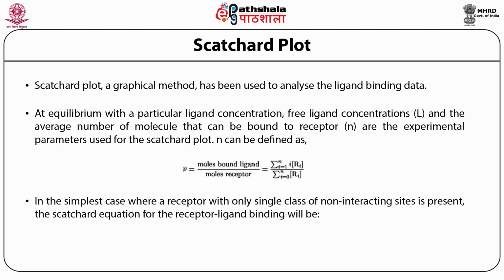So in the simplest case, where a receptor with only one single class of non-interacting sites is present, the Scatchard equation for the receptor-ligand binding will be V/L = NKa + VKa.